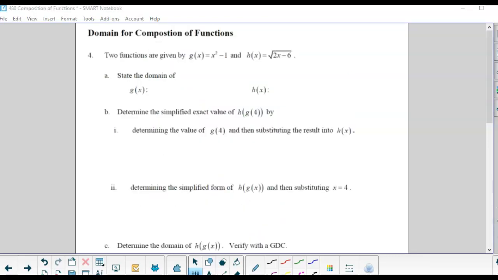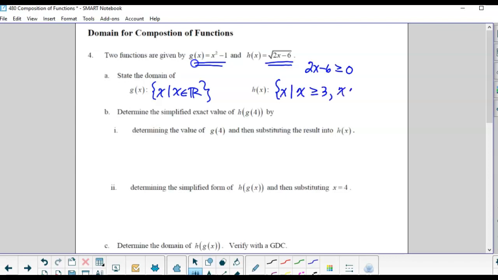So just like we did for operations on functions, we looked at the domain. Now we're going to look at the domain for the composition of functions. So what's the domain of g of x? Any polynomial, remember, is all real numbers. And the domain for h of x, it's a radical. So remember, 2x minus 6 has to be greater than or equal to 0. So x has to be greater than or equal to 3.